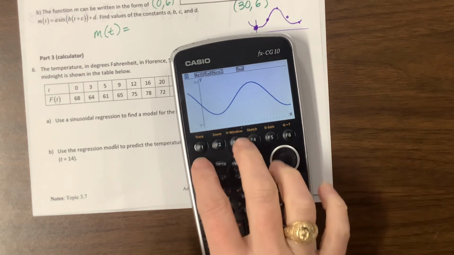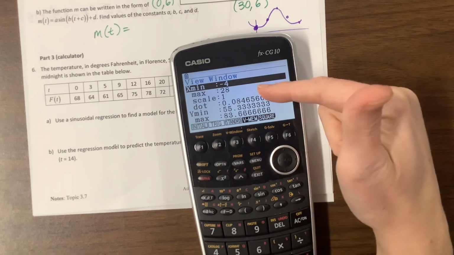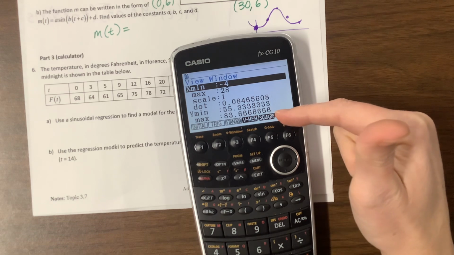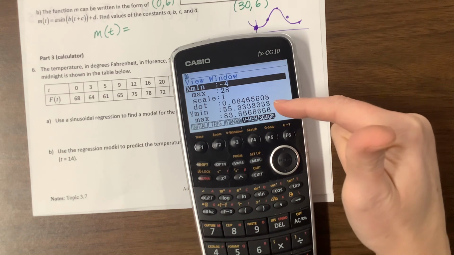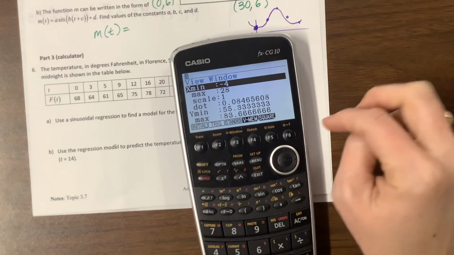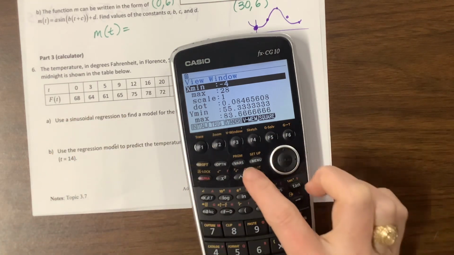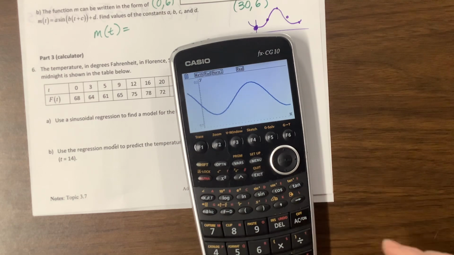Notice if I come to window, shift window, this is not a typical window. We're going from 55 to 83-ish for our Y values. That's not a typical window, but it set that window based on the points that we plotted, which is great. Okay, so here's our curve.